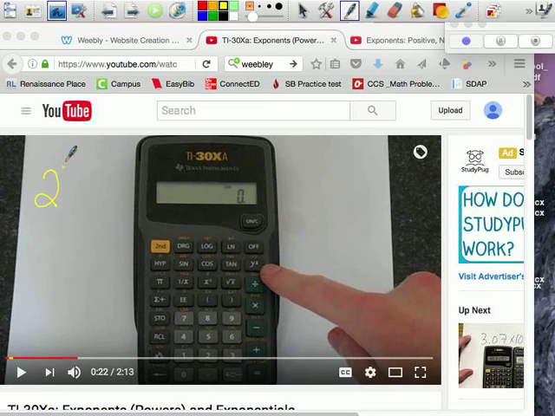So instead of writing 2 times 2 times 2, he's going to use the Y to the X button, which is what he's pointing to right here. Okay, so let's watch as he does it. It doesn't show up on the screen as nicely as the other calculator.